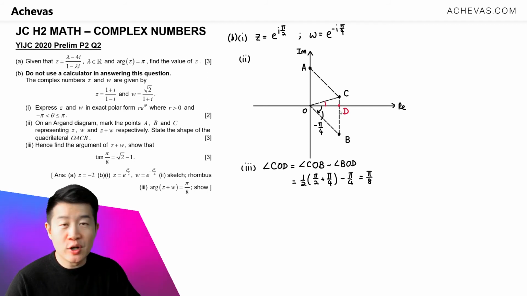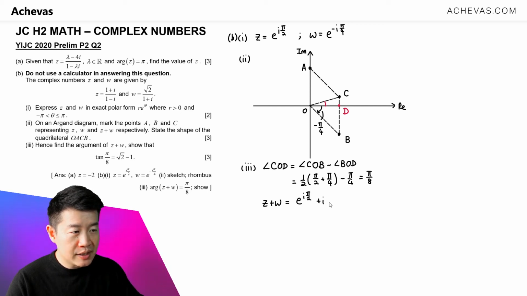So we are supposed to find the tangent of pi over 8, which is the tangent of this angle. So it is going to be opposite over the adjacent. Opposite is CD, which is the y coordinate of point C, and the adjacent is OD, which is the x coordinate of point C. And C represents the complex number z plus w. So let's try to find z plus w in the Cartesian form, because that will give me the x and y coordinates of point C. So z, which we found in part 1, was e to the power of i pi over 2, plus w is e to the power of minus i pi over 4.